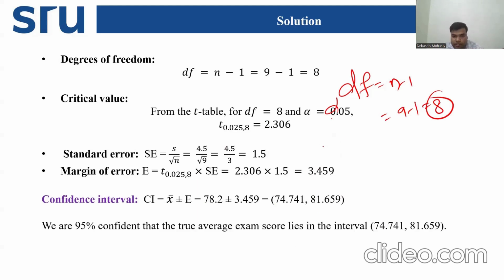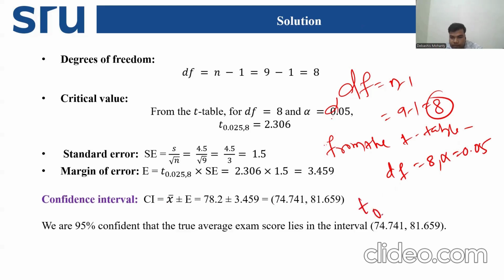Next we have to calculate the critical value. The critical value we have to see from the t table. In the t table, DF equals 8 and alpha equals 0.05. That means t of 0.025, alpha by 2, and DF means n minus 1, which is 8. Using the t distribution table, we find the value 2.306.